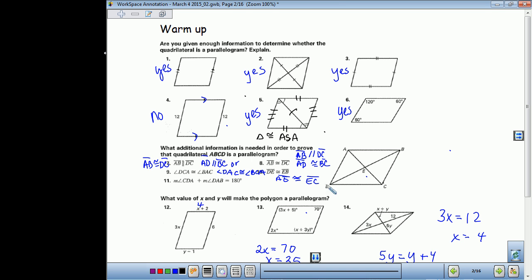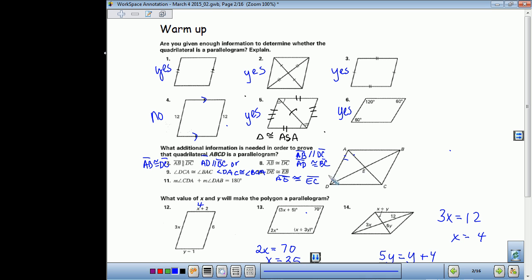On this one, angle DCA is congruent to BAC. Okay, and then what I would need is that this angle is also congruent to this one, because then we're back to this problem in number 5, aren't we? Then it looks just like that, and we can have triangle congruence. So you need angle DAC is congruent to angle BCA.